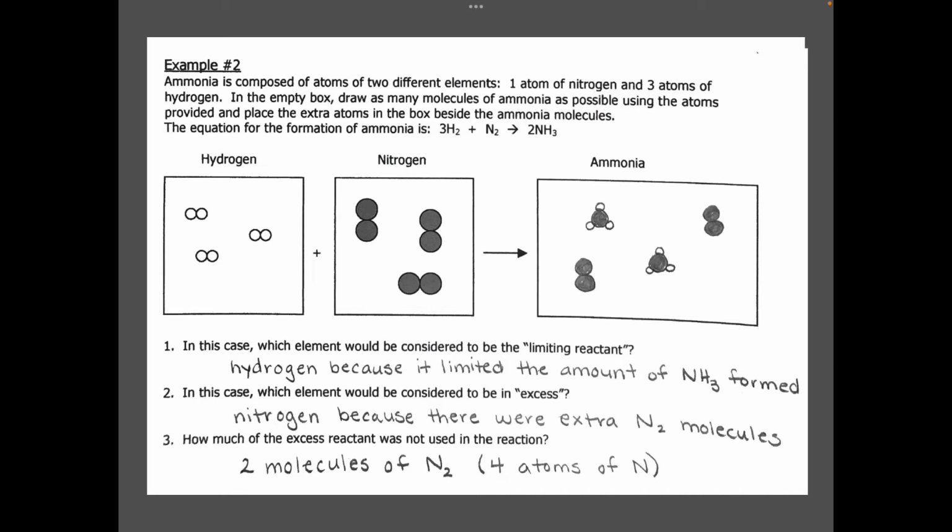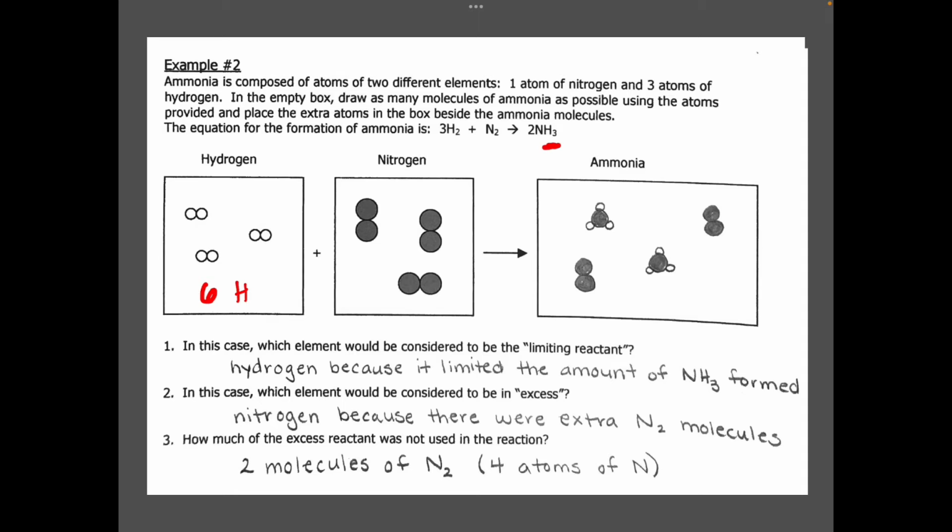Alrighty, so looking at this, we can make 2 ammonia molecules. Because we only have 6 hydrogens and in NH3 we need 3 in each one, right? So that means we can only make 2 ammonia molecules. Each one will have 3 hydrogens for a total of 6. So when we do that, we use up 1 nitrogen in each one, meaning we actually have 4 nitrogen atoms or 2 diatomic molecules left over.